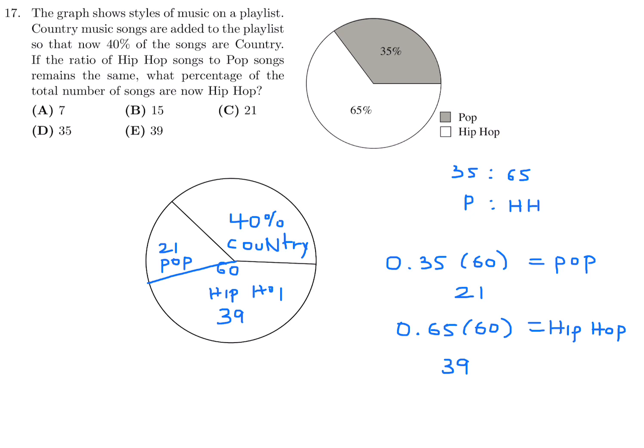So in my new arrangement, 40% is country, 21% is pop, and 39% is hip-hop. So they're asking what percentage of the total number of songs are now hip-hop. Well, it's 39. So number 17, the answer is E.